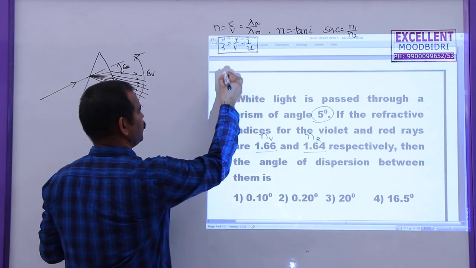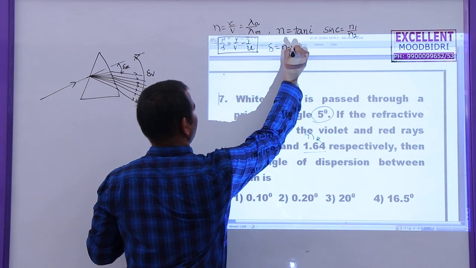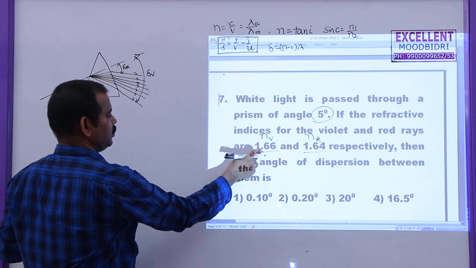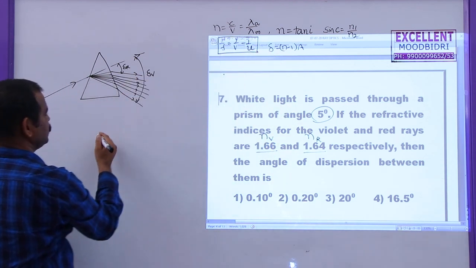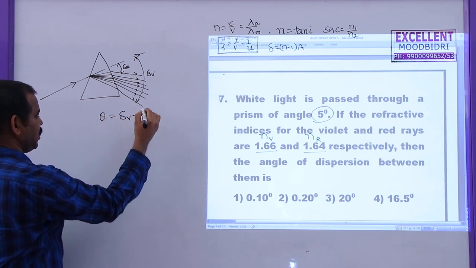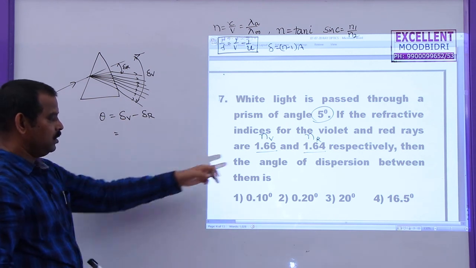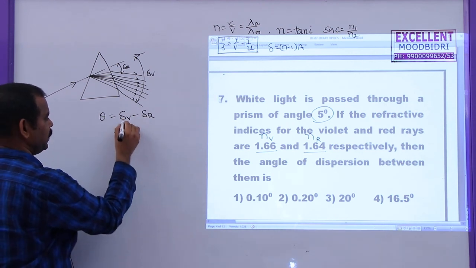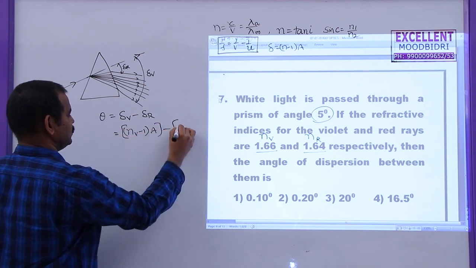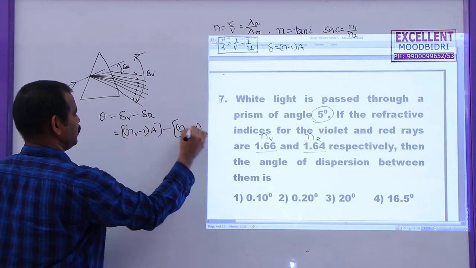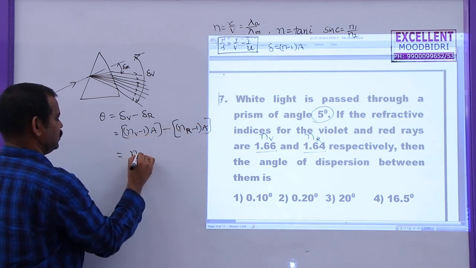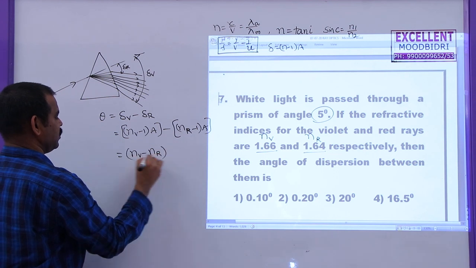Why? Because deviation is given by delta is equal to (n minus 1) into A. As n is more, deviation is more. So n is more for violet, so violet color deviates more here. The difference between the deviations of these two colors is called the angle of dispersion, which is given by (NV minus 1) into A minus (NR minus 1) into A. The minus 1 A and plus 1 A cancel. This will become (NV minus NR) into A.